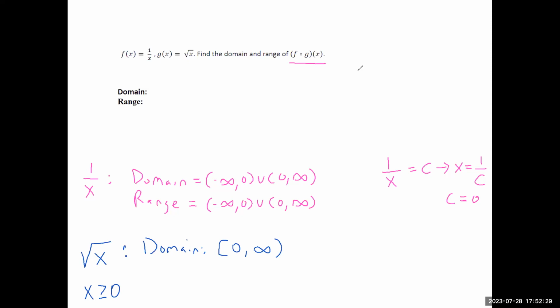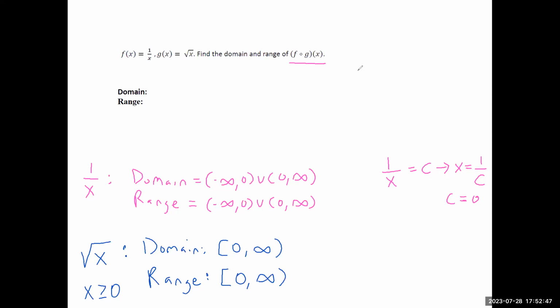Now, the convention for the square root function is that it returns the positive square root. So the range of square root of x is going to be given by close bracket 0 to infinity as well.